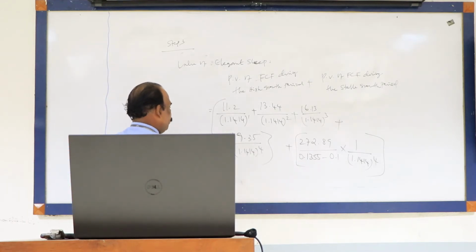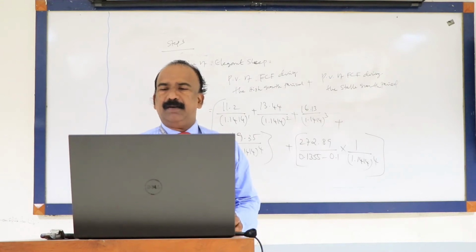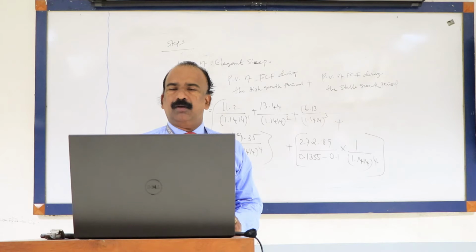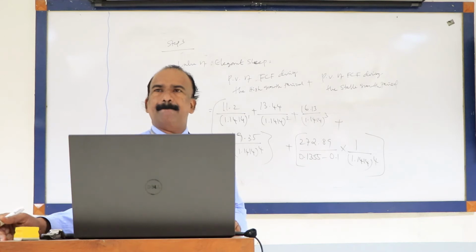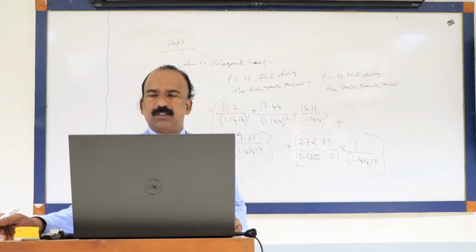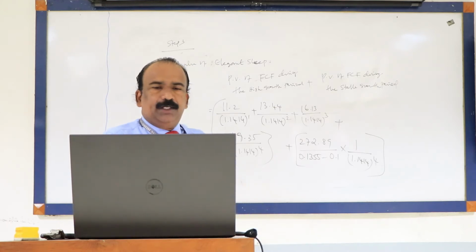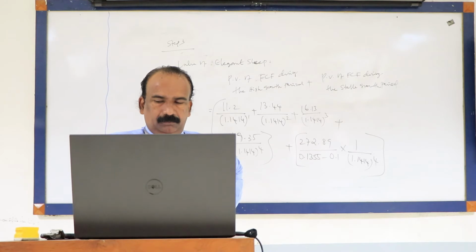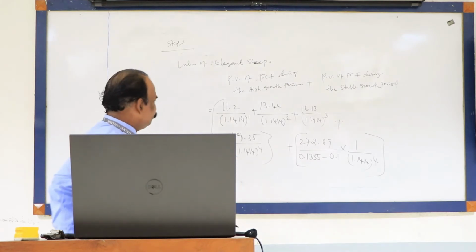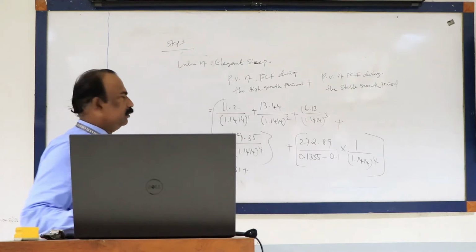What is the first value? 11.2 divided by 1.1414 to the power 1. How much does it come to? 9.81.